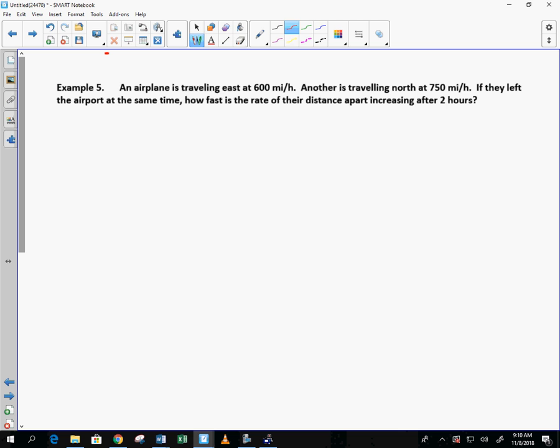Airplane is traveling east at 600 miles an hour. Another is traveling north at 750 miles an hour. If they left the airport at the same time, how fast is the rate of their distance apart increasing after 2 hours? Very good. It just sounds impossible, doesn't it? I mean, it truly sounds impossible. But the fact is that you're brilliant math students, and we're going to be able to do it, and we're going to make it look easy.